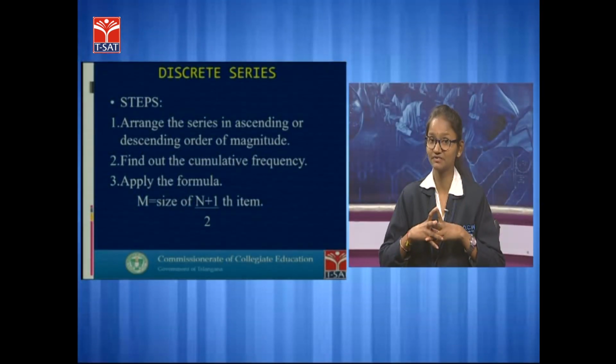So now let's see the calculation of median in discrete series. The steps for calculating median in discrete series are: first we have to arrange the series in ascending order or else in descending order. After arranging the series, we have to find out the cumulative frequency. Once we are done with that, we have to apply the formula, that is (n plus 1) divided by 2 item.